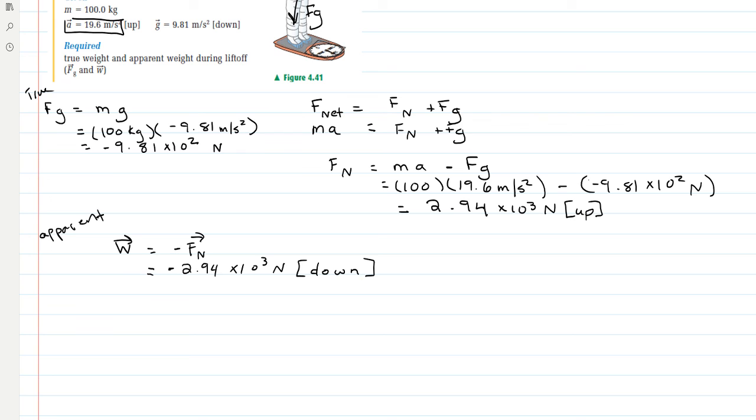It's like if you looked at 4.8 and it wants to talk about true weight and apparent weight in deep space, the mass is still the same, but the gravity is negligible. There is no gravity. So your F net would equal your Fn in that case, and it would be a pretty easy solve from there.